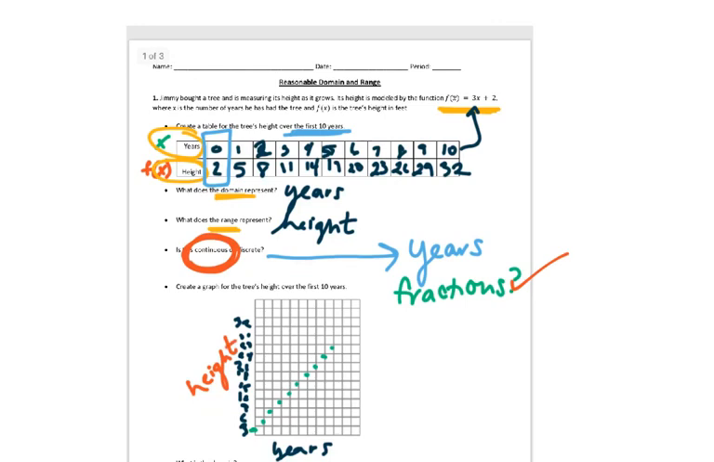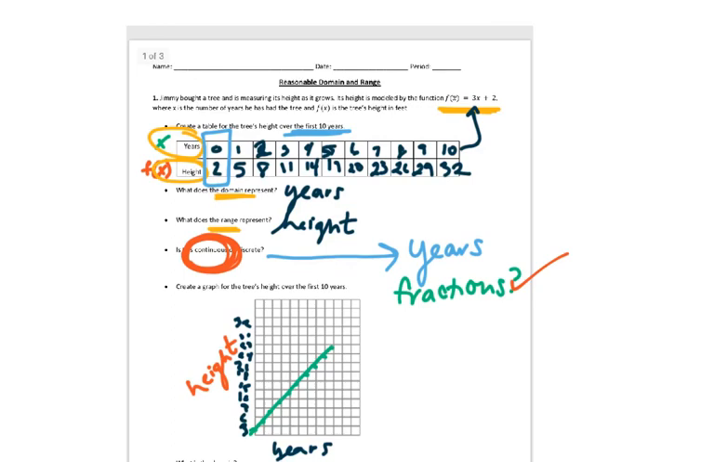So what we had said earlier is that because this is continuous, it means that on my graph, we can have fractions. So I can connect these ordered pairs. It means that every single spot on the line has a meaning. 1.5 years, it's about this tall. 2.5 years, 2 3/4, 3, 3.5, 3 3/4. It's called continuous because every spot on the line makes sense. I have years, I have height, fractions are okay, so therefore it is continuous.